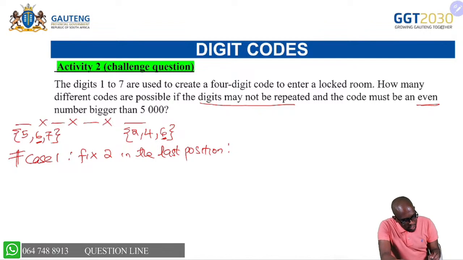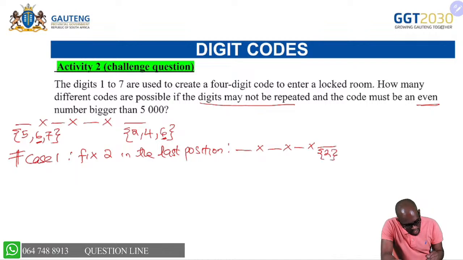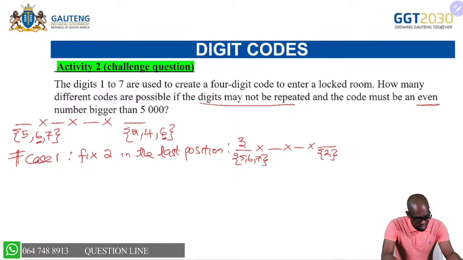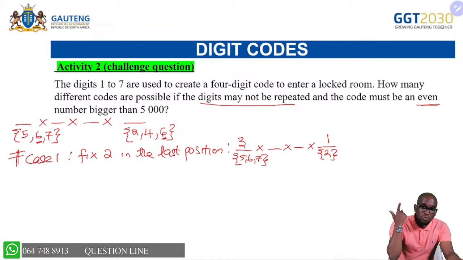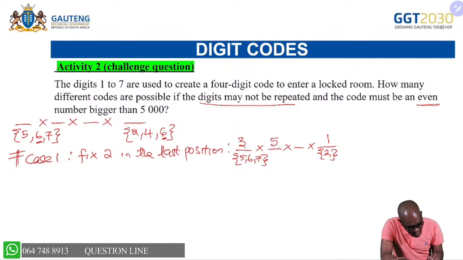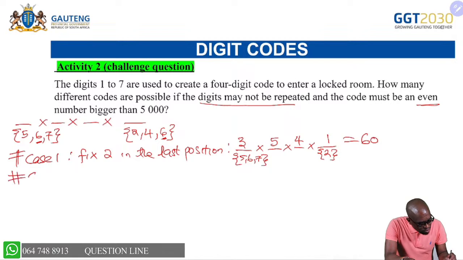If I do so, then this is what I'm going to have: 1, 2, 3, 4. This is a 2 that I fixed there. And then here, I'll have 5, 6, and 7. So I'll have 3 options for the first digit, and then 1 option for the last digit. Now, for the remaining 2 positions, I've used 2 numbers already out of a possible 7, which means that I'll be left with 5 numbers here and 4 numbers there. So this would be 3 times 5 times 4 times 1. This would give me 60 codes. And then now I can go to the second case.